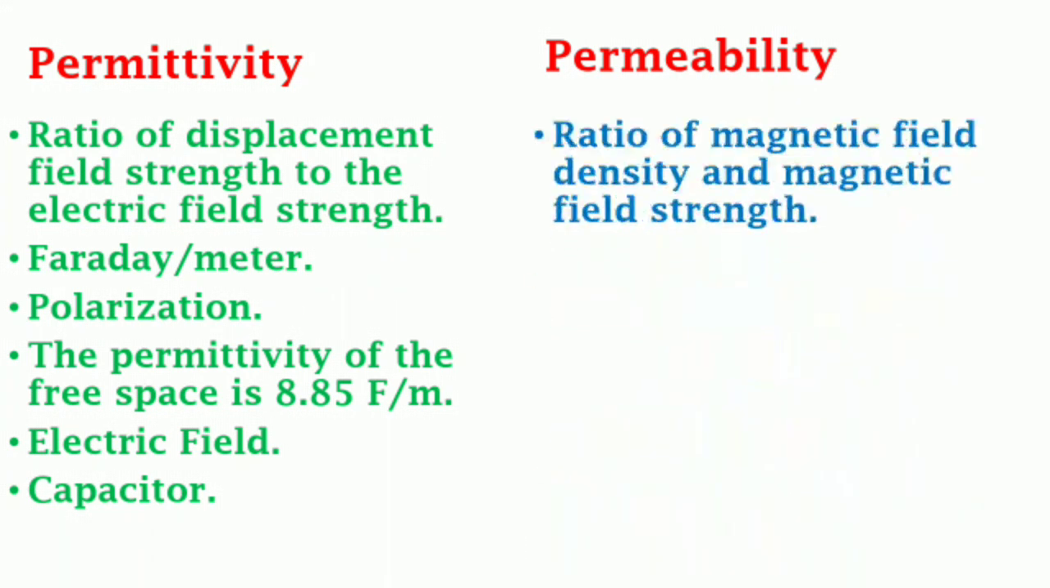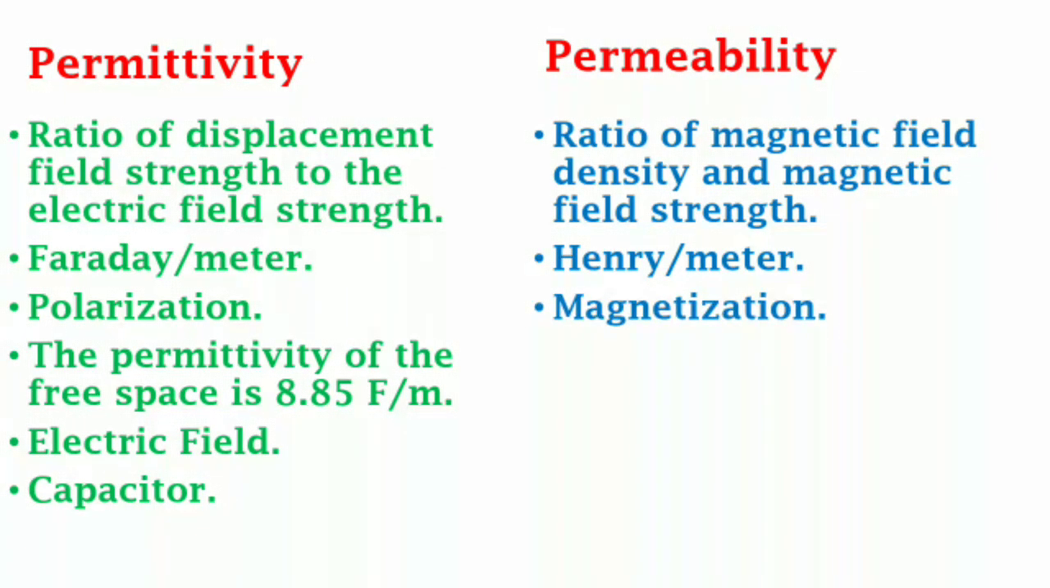Now permeability. As permittivity is the ratio of displacement field strength to the electric field, permeability is the ratio of magnetic flux density and magnetic field strength. Its SI unit is Henry per meter. Permittivity is Farad per meter and permeability is Henry per meter. Now what is the work? It's magnetization. Permeability magnetizes the material, and permittivity polarizes the material.